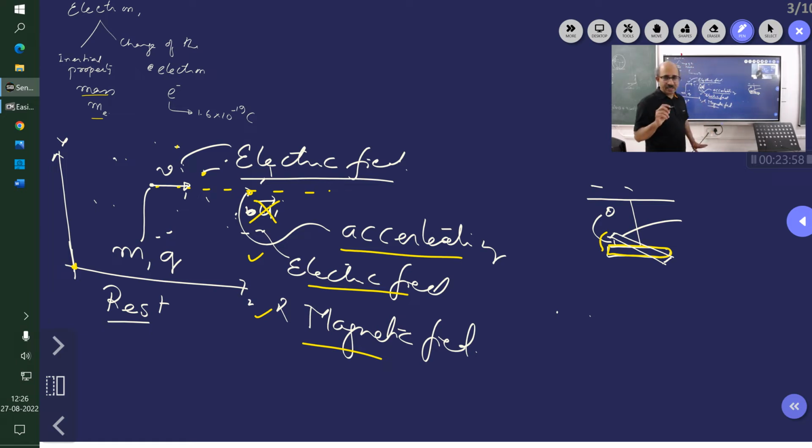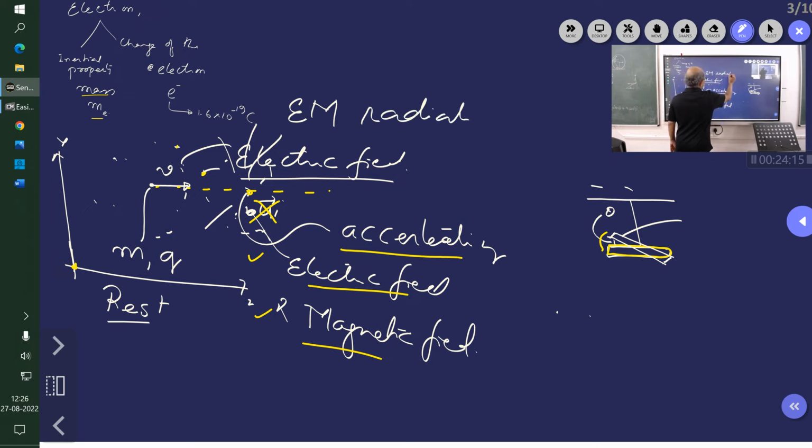And if it is accelerating, then there is something interesting that happens. This charge will start giving out electromagnetic radiations. Now just try and understand. Electromagnetic radiations means they are waves. Now, what is a wave?